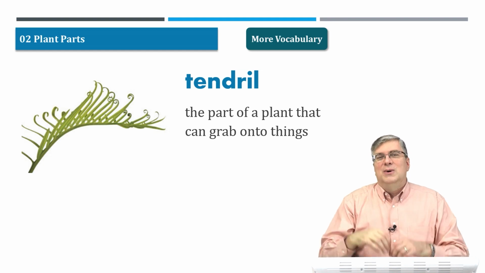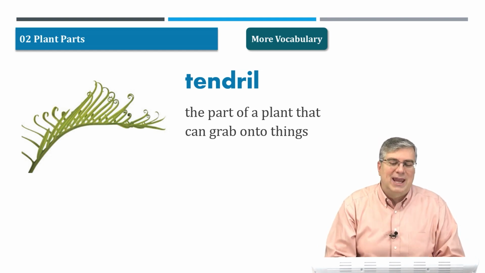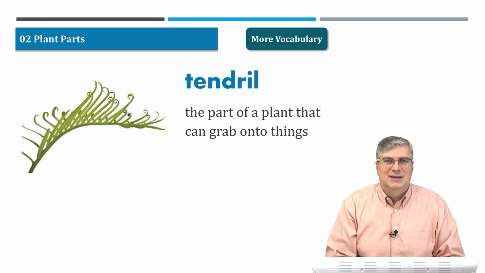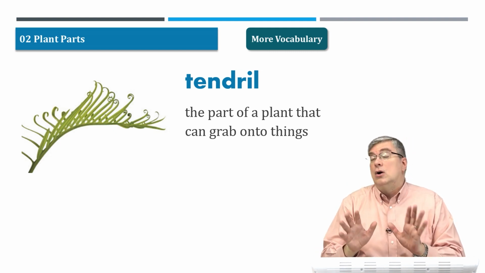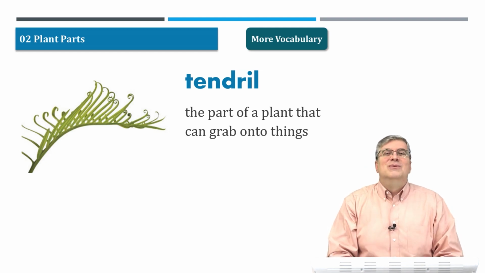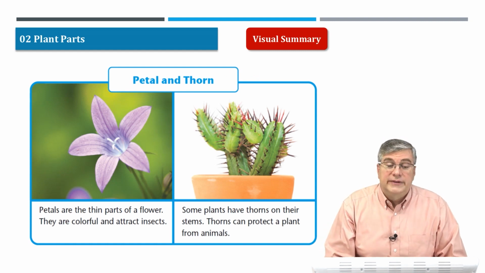So good word, we can use the other words we just studied to help explain what a tendril is. Part of a plant that can grab onto things. Don't worry, it won't grab onto you. It's not that fast. It takes a long time. So don't worry. Okay, that wraps up our vocabulary section. Let's move on. Now it's time to take a look at the visual summary.